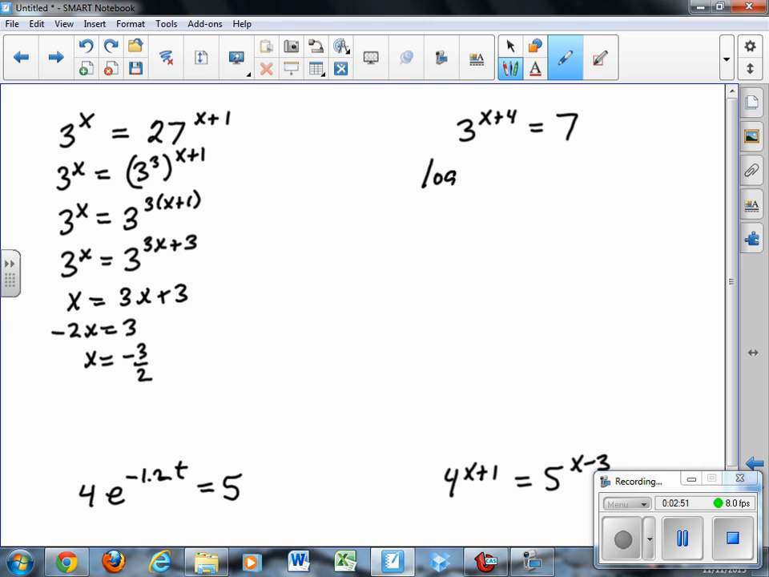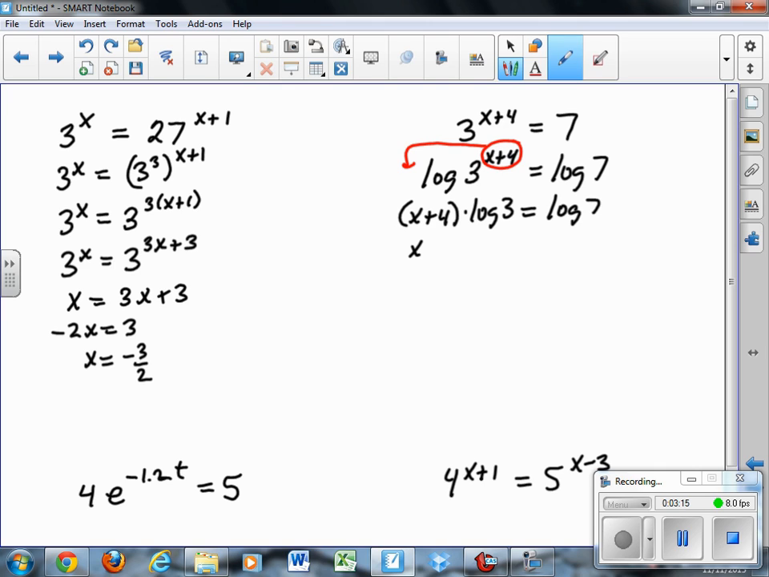I can take the log of both sides: log of 3 to the x plus 4 equals log of 7. I can use the rainbow rule, which is the power property, and bring the exponent out front. So I have x plus 4 times log 3 is equal to log 7. I can then divide both sides by log 3. x plus 4 equals log 7 divided by log 3, and then subtract 4 from both sides. So log 7 divided by log 3 minus 4 is my answer, and I can type that into my calculator.